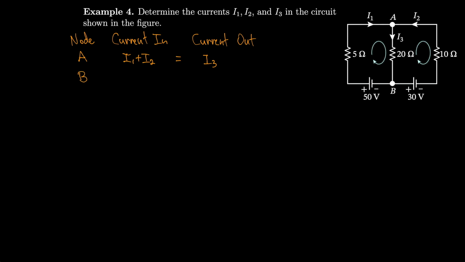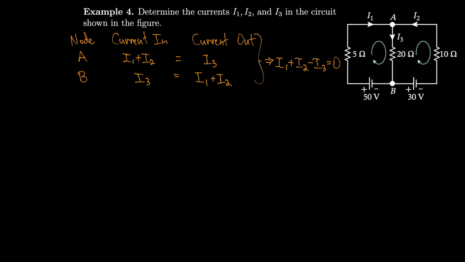For node B, we have that the current going in is I3, and the current going out, in this case, are I1 and I2. Okay, so that tells us that I1 plus I2 minus I3 has to be 0, right? I'll just subtract I3 from either side of these equations.